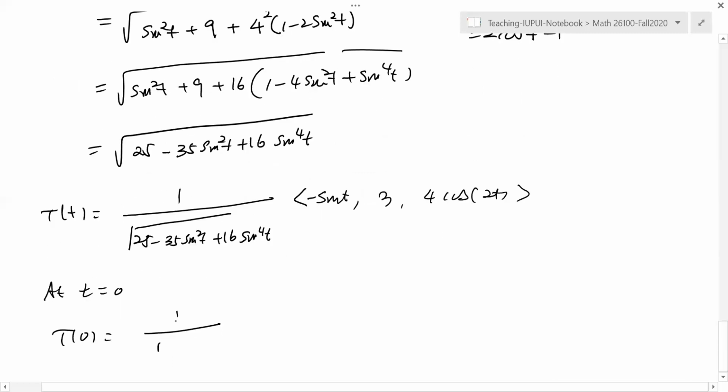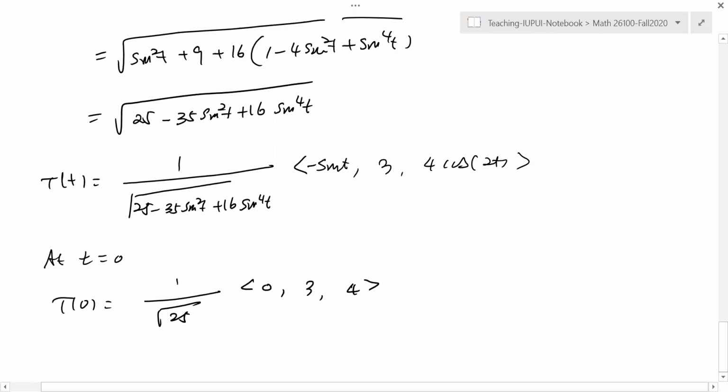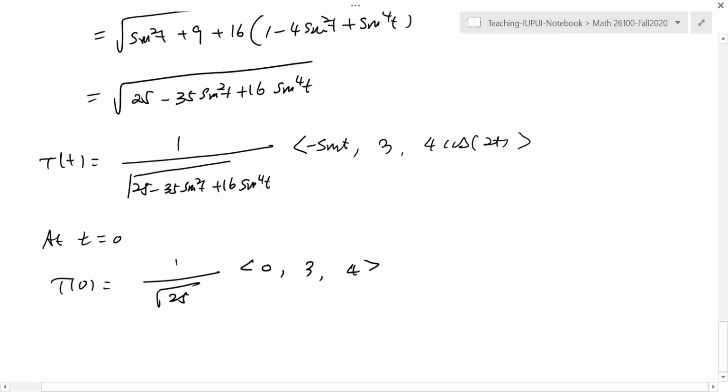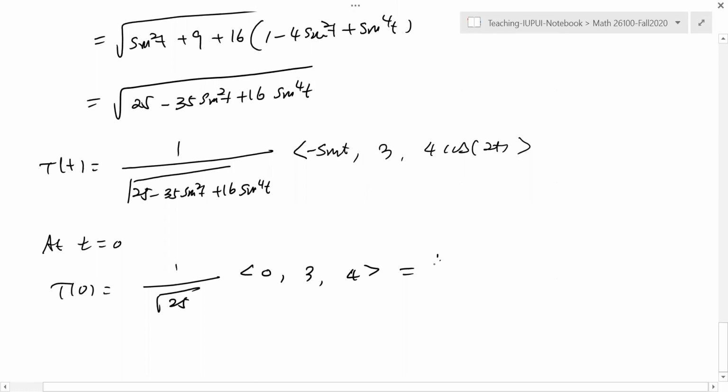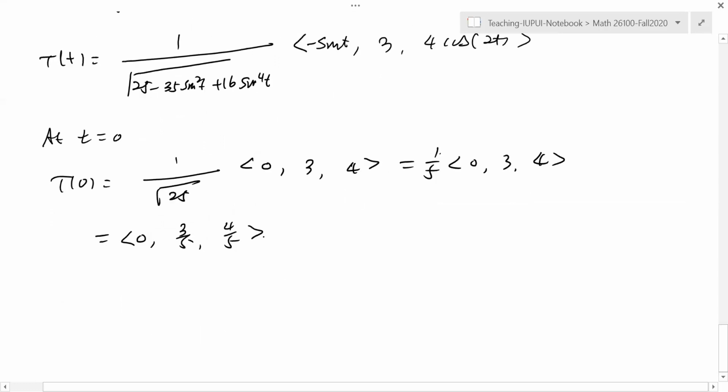And this is just the square root of 25, because sine 0 is 0. And here is 0, 3, and cosine 0 is 1, so it's 4. Cosine 2 times 0, cosine 0 is 1. So the answer will be 0, 3/5, 4/5. So you can also express it in this form, 3/5 and 4/5. That is going to be the unit tangent of that.